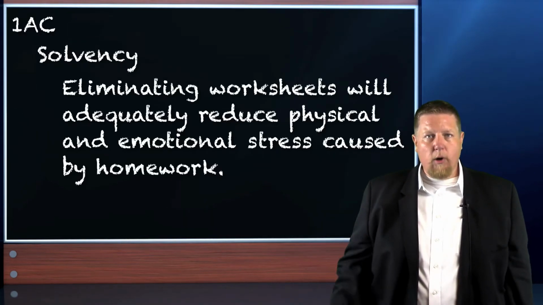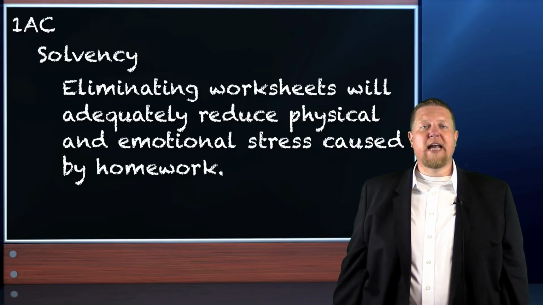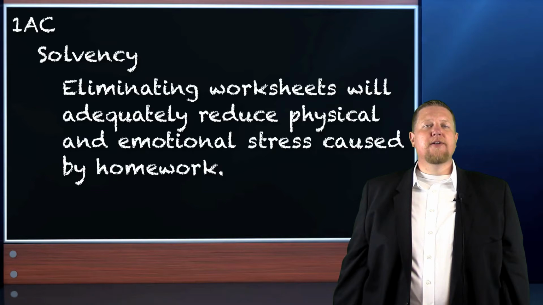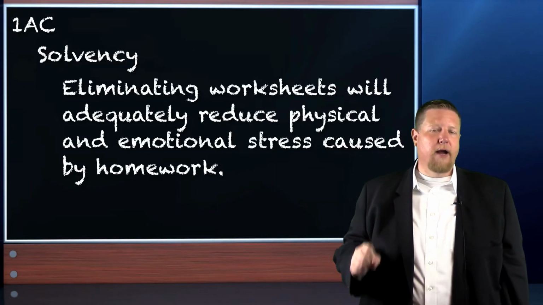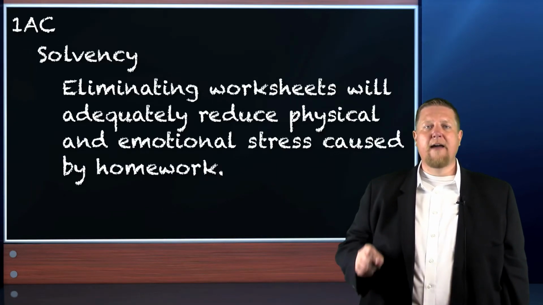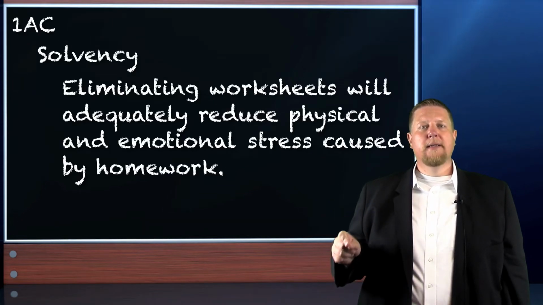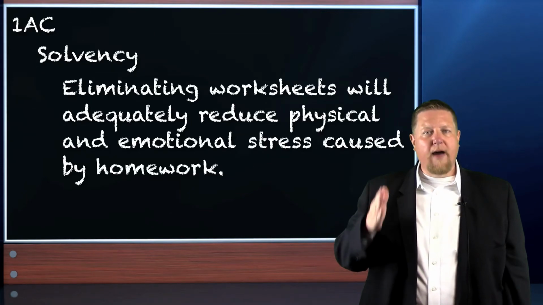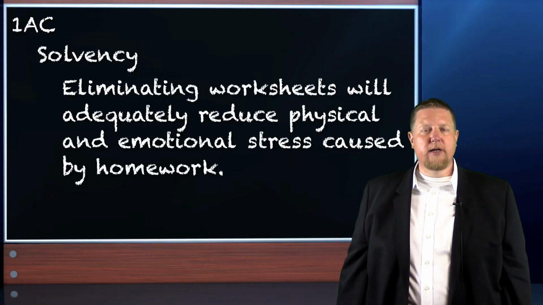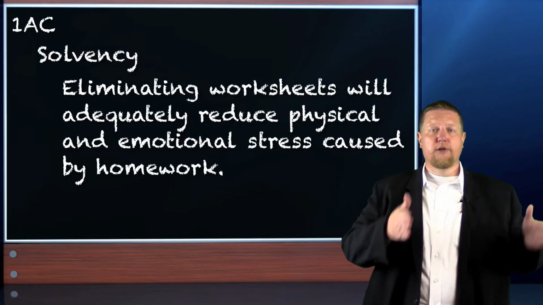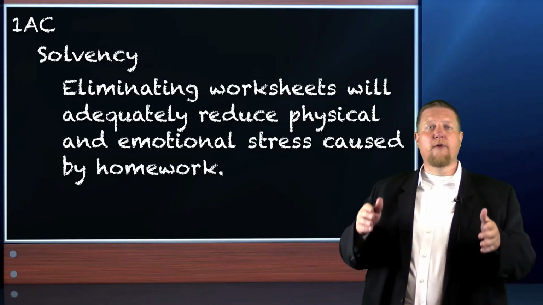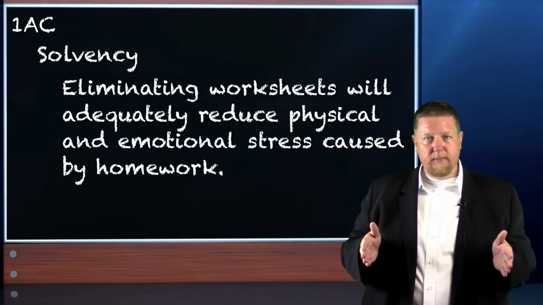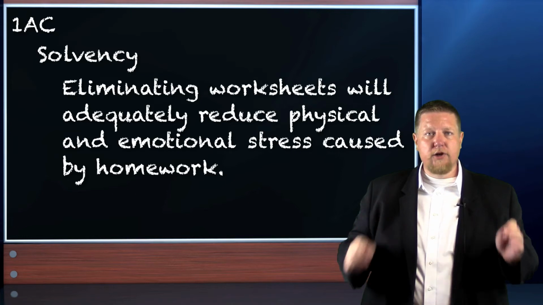And it's really important to note that the affirmative teams will sometimes try to present evidence that indirectly tries to prove that their plan will work. For example, maybe their evidence says that reducing homework eliminates stress, or that the average student has 5 worksheets of homework per night. But neither of these arguments prove that eliminating worksheets will eliminate stress. So you've got to pay very close attention to the solvency evidence presented by the affirmative team. It should always focus on the specific affirmative plan. It should be from a reputable source, and it should say that implementing the affirmative plan will solve the problem. The specific affirmative plan, not the general idea.